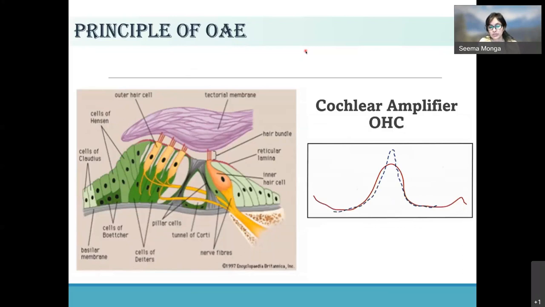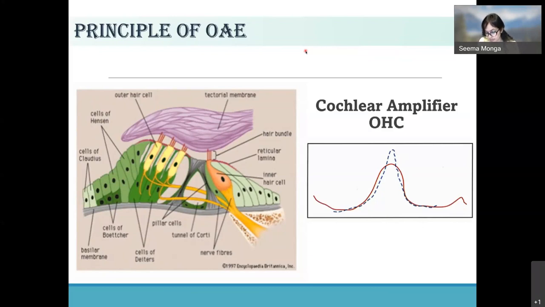So what is the OHC? Basically, from where is otoacoustic emission generated? From which part of the auditory pathway? It is generated from the outer hair cell. This is what you have to remember. It is generated from the outer hair cell.